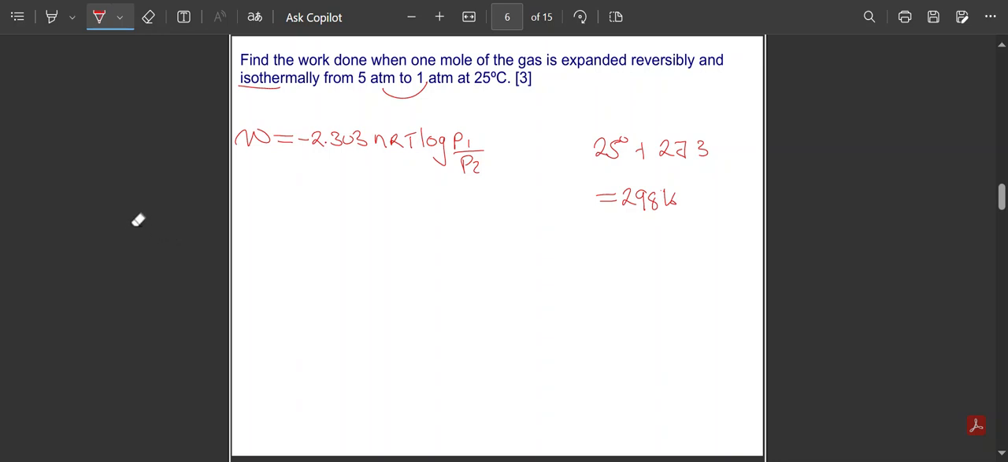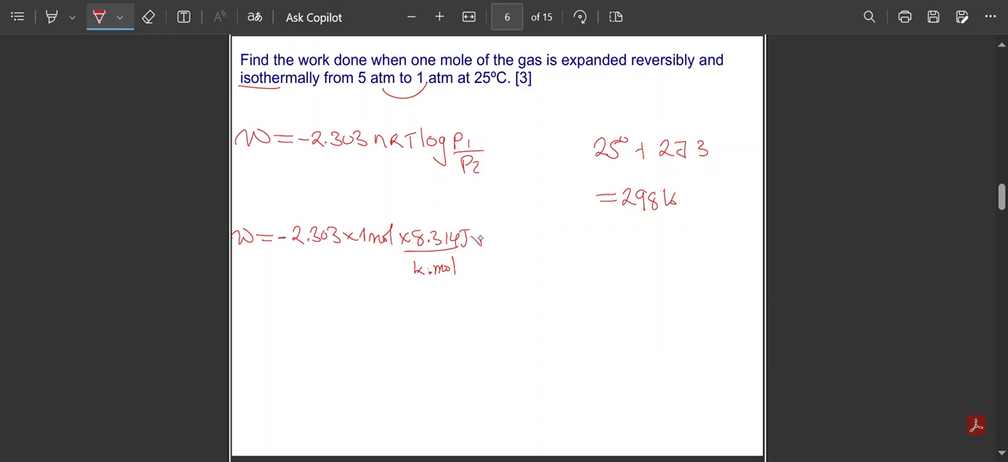All right. So what you're going to do here is negative 2.303. Then the number of moles is 1, so we'll say 1 mole. Then times our gas constant, which we are using as 8.314 joules per Kelvin per mole. So like that.